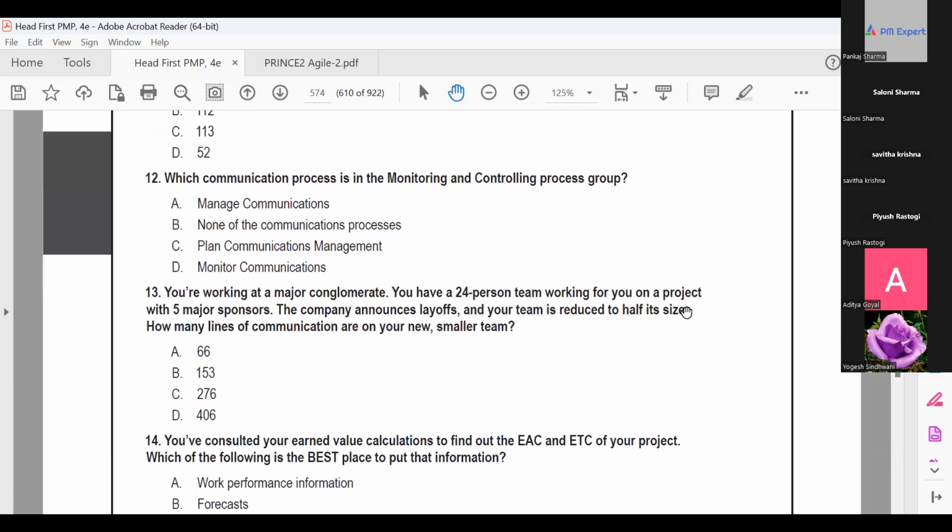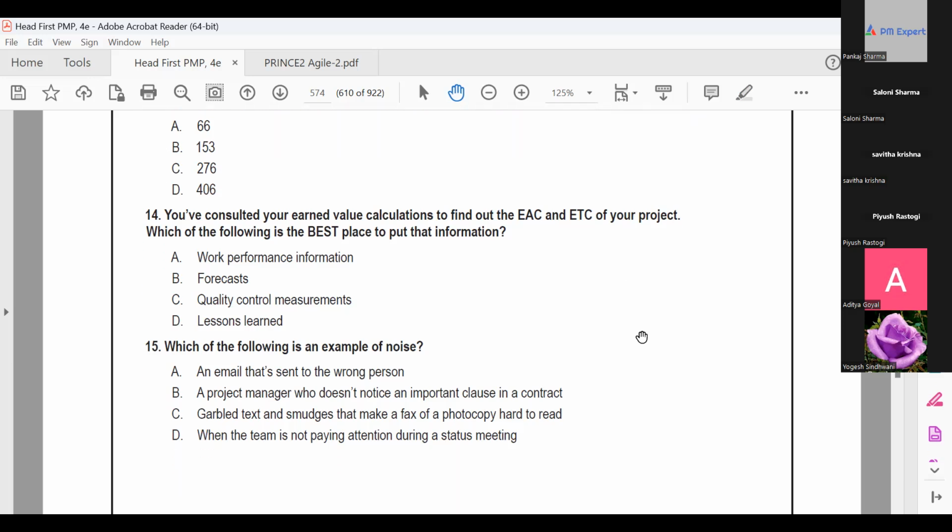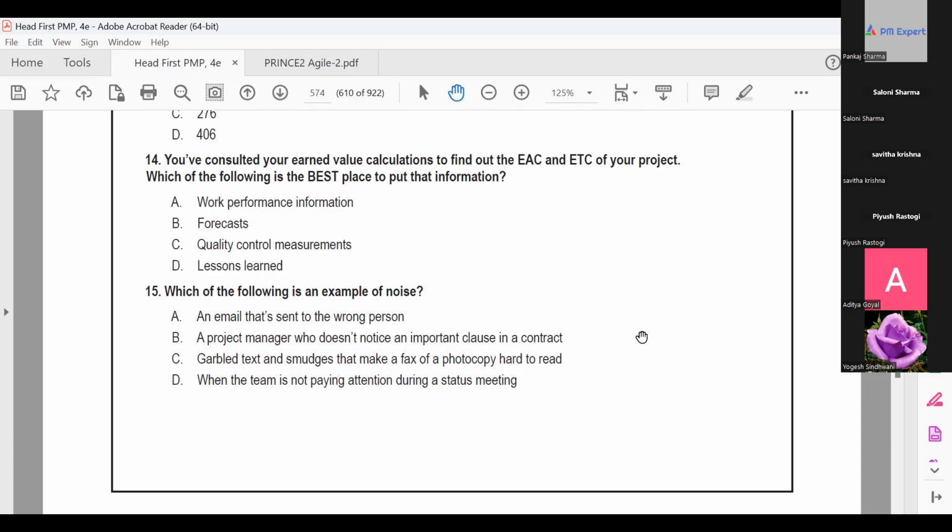Now, can you answer the 13th? You have a team of 24 on a project, right? After layoffs, how many people will be on the team? 12, plus you as a project manager, 13, plus the sponsor, 18 people are there. Now, if 18 people are there, how many communication channels? 153, right? B is the answer. Bravo.